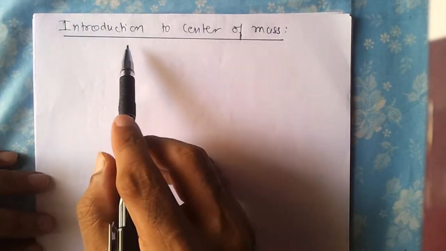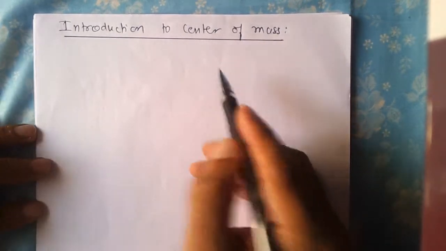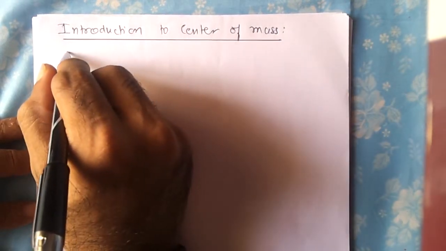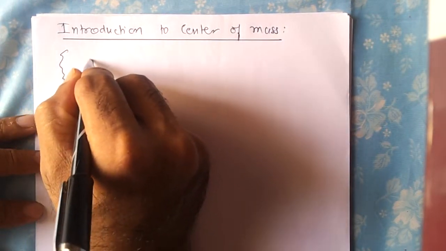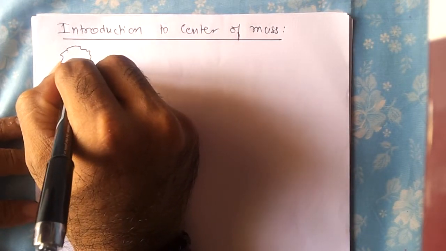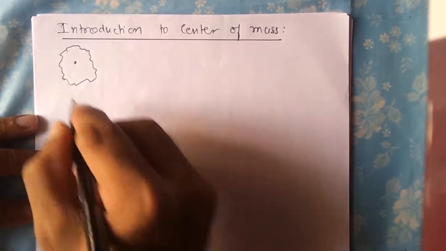In this video we are going to talk about center of mass. So this is an introductory video to center of mass. Let us first try to understand what is center of mass. Let us say that we have an irregular shaped object. The center of mass is that point in this object where the total mass is assumed to be concentrated.